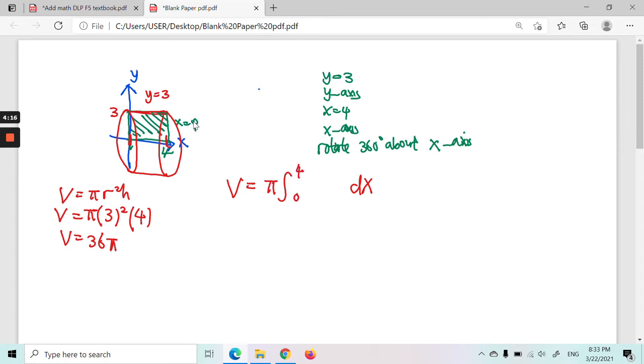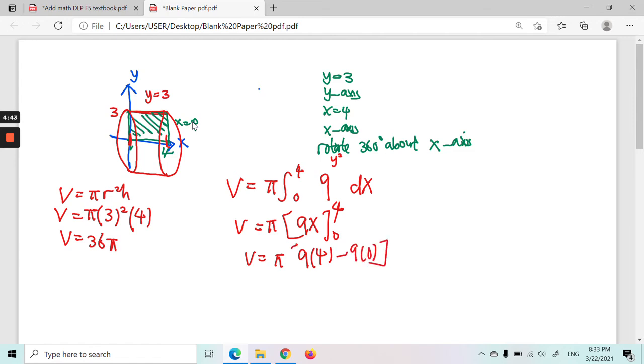And then here is x, meaning that here I need to substitute y squared. If here is y, then I need to substitute x squared. So memorize it. So y squared, meaning 3 squared, which is 9. So I just integrate like usual. Integrate 9, I have 9x from 0 to 4. Then I substitute like usual: 9 times 4 minus 9 times 0. Simplify, you see, I also get 36 pi. So this is what happened behind.